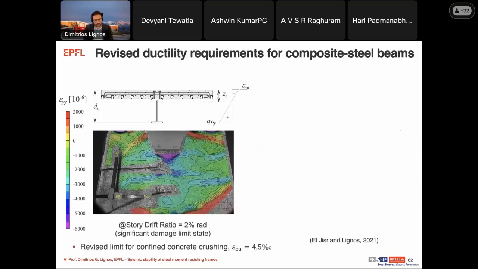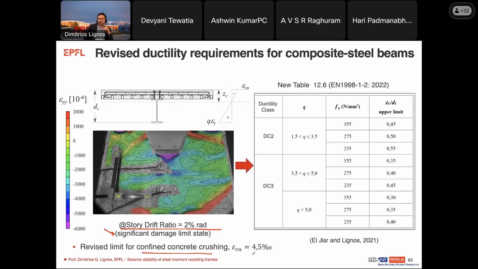Now, based on this information, as well as information that comes from what we call the digital image correlation system, here you see how the strains distribute from the top surface of the slab at a story drift ratio of about 2%, that corresponds to the significant damage limit state according to Eurocode 8. And we see that crushing, in fact, doesn't happen to confined concrete prior to 4.5 mil, which is quite larger than the 2.5 mil that I think relates to unconfined concrete.